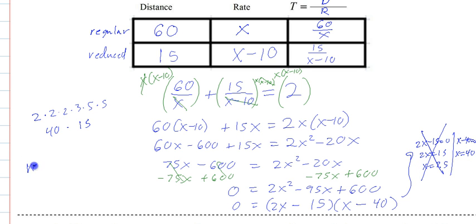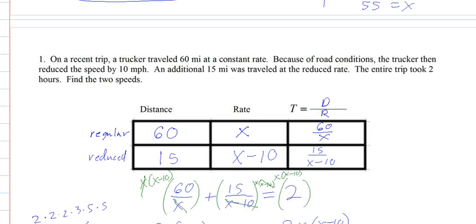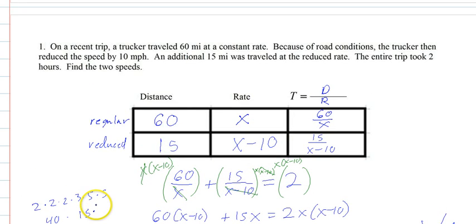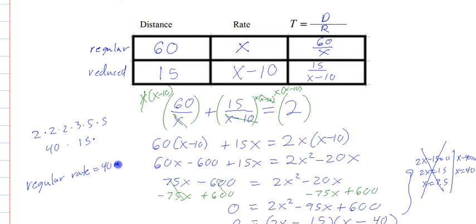So the regular rate is 40, and we are dealing with miles per hour. And the reduced speed, or rate, we'll keep them the same, is 10 less, so 30 miles per hour.